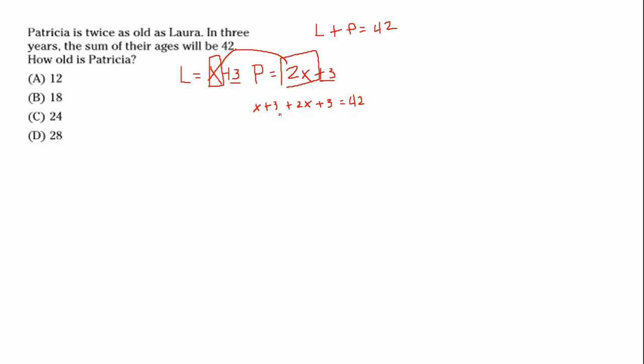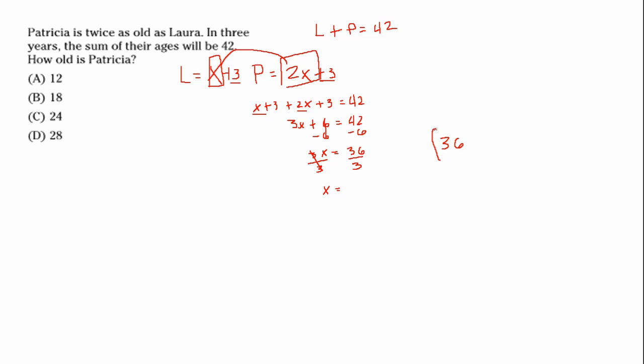Combine like terms. We've got x's here. x plus 2x is 3x. 3 plus 3 is 6. Equals 42. Let's subtract 6 from both sides. 3x equals, what's 42 minus 6? That is going to be 36. Divide both sides by 3. x equals 36 divided by 3.